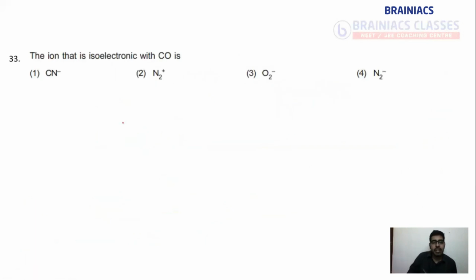Question number 33. The ion that is isoelectronic with CO. Now, how many electrons does CO contain? 6 plus 8, 14 electrons. CO has 14 electrons. Now we have to find the species which is isoelectronic with CO, that is, a species having the same number of electrons as CO.